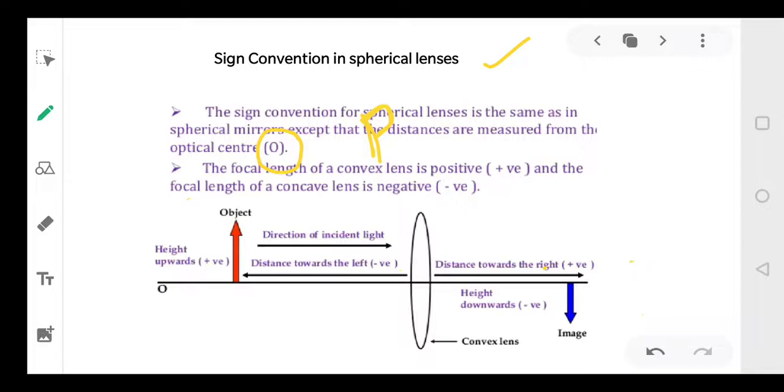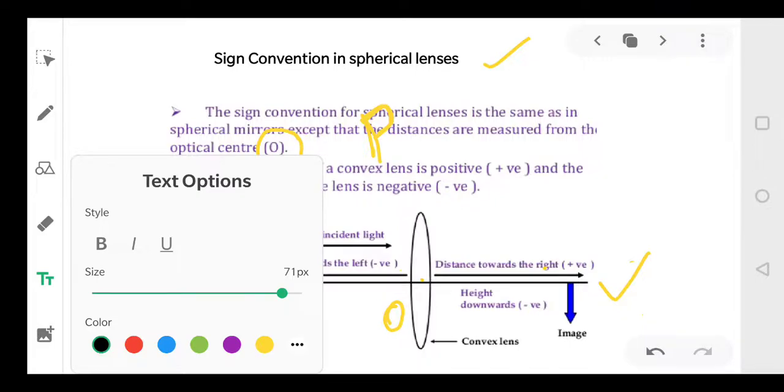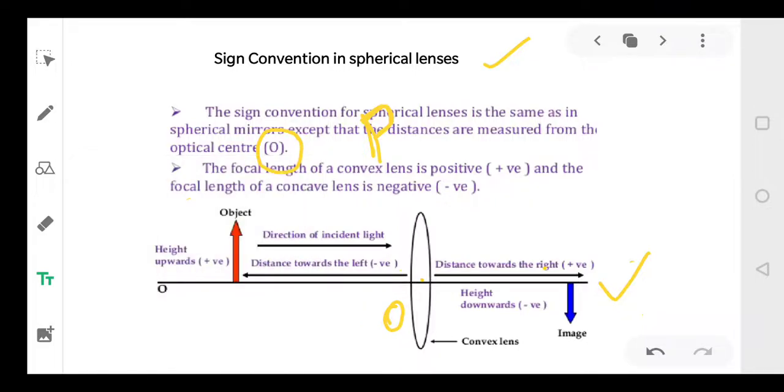Second, this line, which is called the principal axis, will serve as the x-axis, right? And all distances will be measured from this O. O is your optical center. So all distances will be measured from the optical center. So here is this optical center, okay?